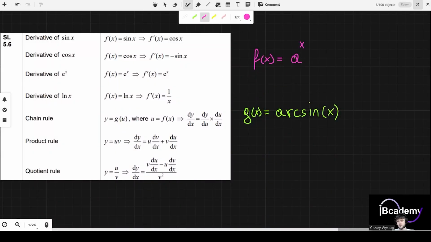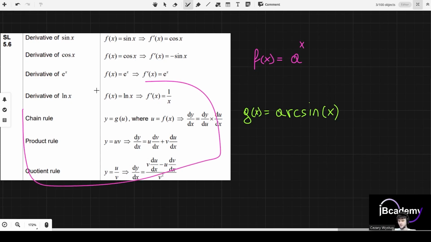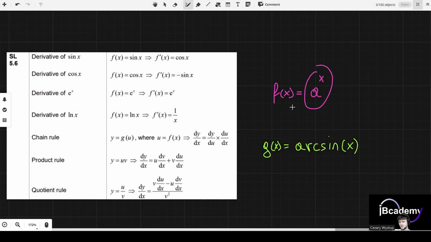So without looking at what the derivatives of these two are, according to the formula booklet, let's try and justify what they should look like based on these basic functions, these basic derivatives, and the rules that we should all be familiar with and comfortable using. Okay, the first one is an exponential, but with an arbitrary base. Yeah, so not base e, but an arbitrary base.